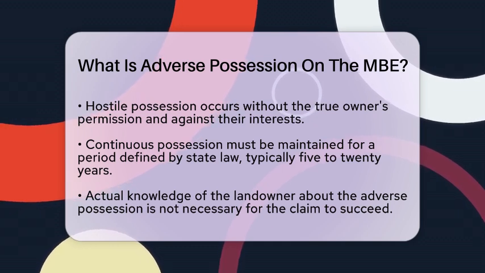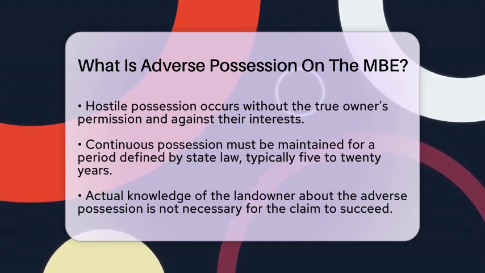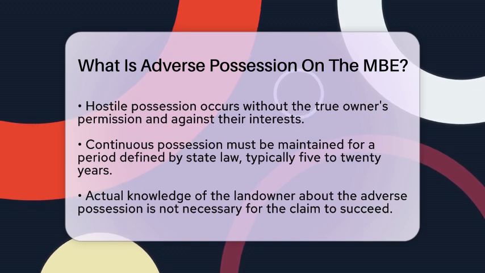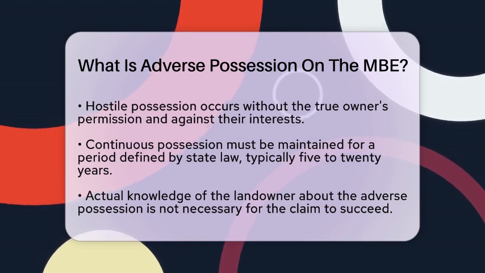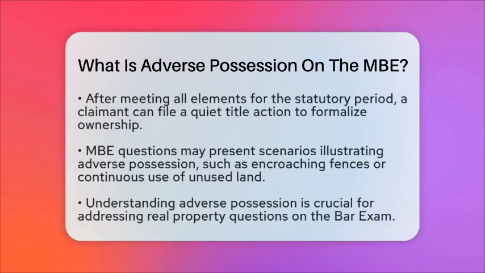If all these elements are met for the statutory period, the person claiming adverse possession can file a legal action known as a quiet title to formalize their ownership. On the Multistate Bar Examination, adverse possession is often illustrated through scenarios. For example, you might see a situation where a neighbor builds a fence that encroaches on another person's property, or someone uses an unused parcel of land openly and continuously.